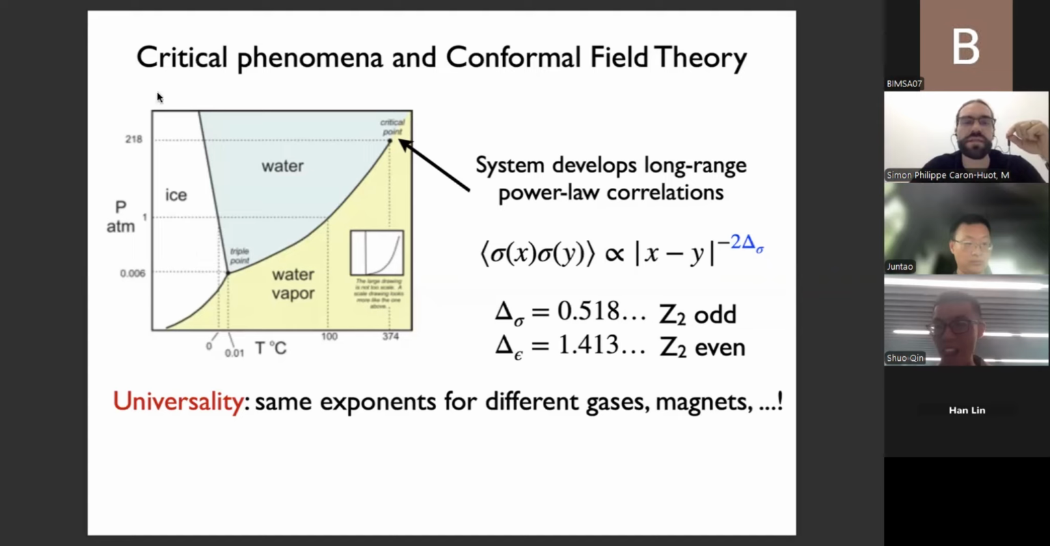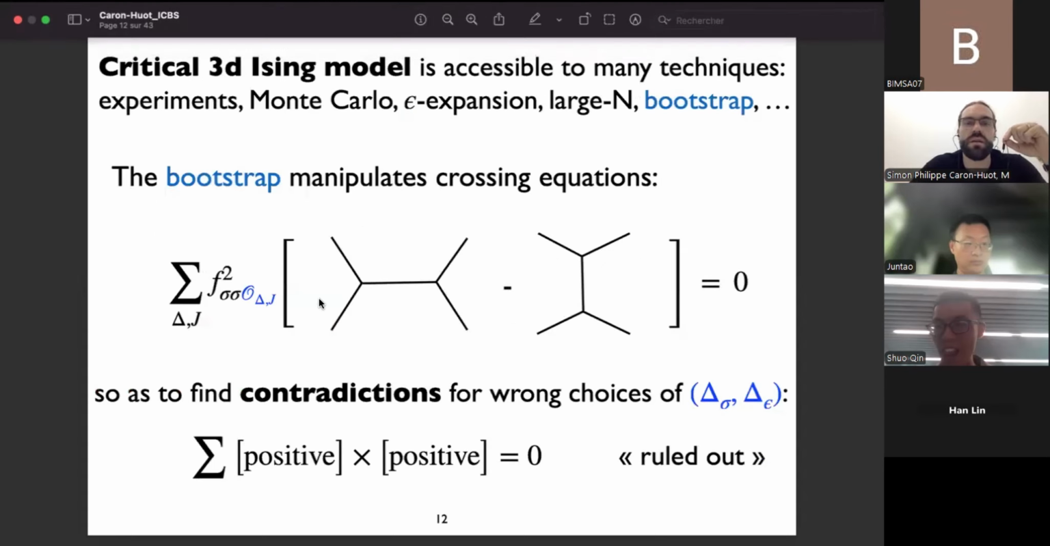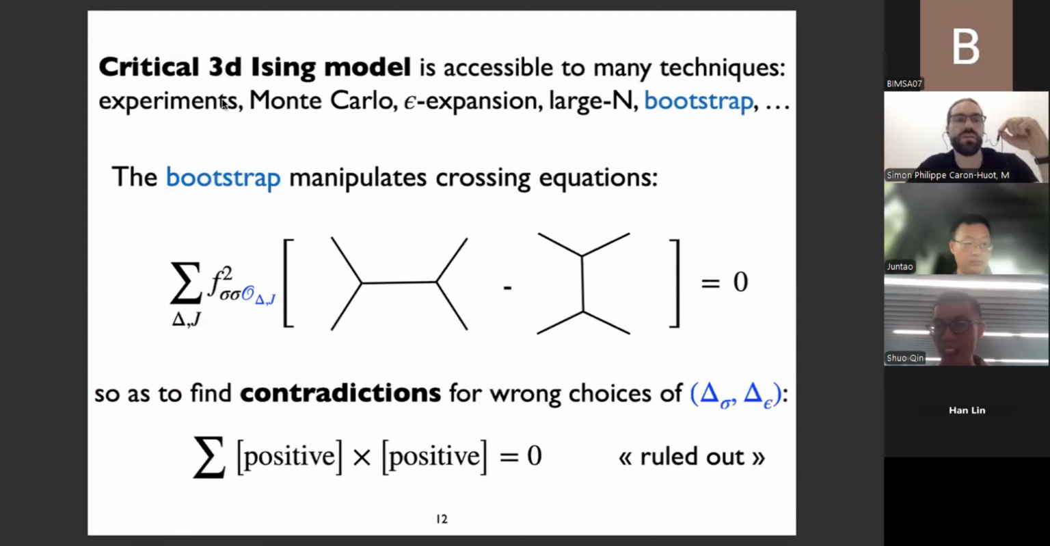And the amazing thing about this emergent behavior is that it actually has nothing to do with water. It really has to do with the system choosing between two different options. And you get the same exponent for different gases, magnets, and you also have other conformal field theories with other symmetries, which would describe other systems. So this sort of system can be studied in a lot of different ways: Monte Carlo, actual experiments. There are some analytic techniques, or at least approximations.